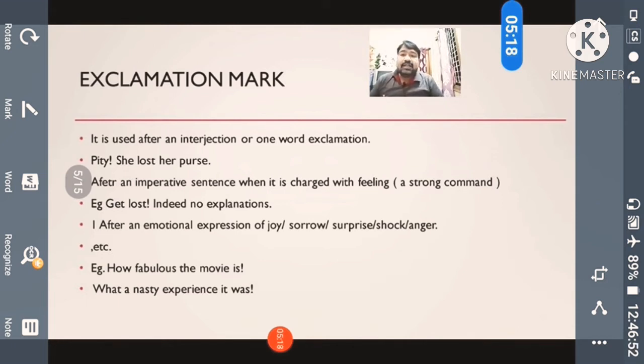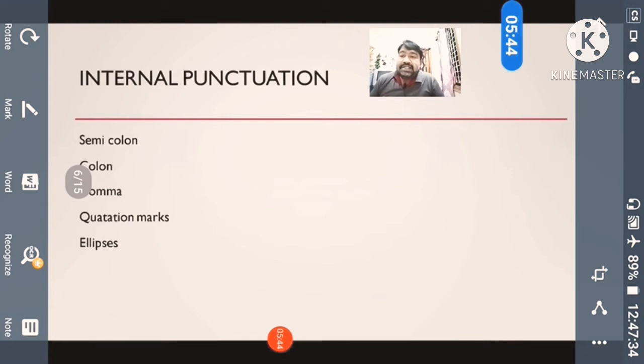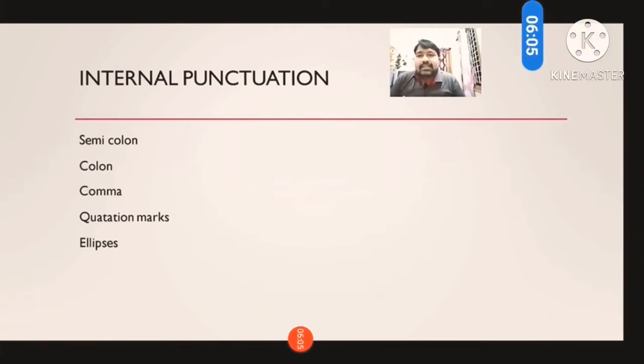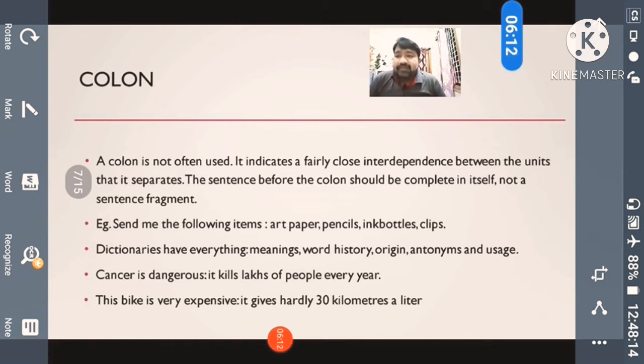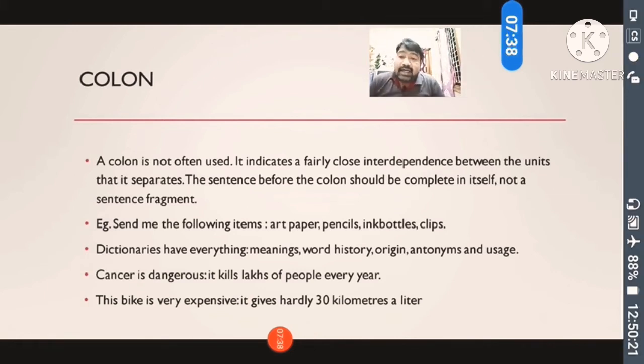Now let us move to the next type of punctuation, that is internal punctuation. What are the internal punctuations? They are the semicolon, colon, comma, quotation mark, and ellipsis. Let us know in detail. Here I go with the colon first. A colon is not often used. It indicates a fairly close interdependence between the units that it separates. The sentence before the colon should be complete in itself, not a sentence fragment. For example, send me the following items: art paper, pencils, ink bottles, clips. Where is the colon? The colon is after the word items. In the next one, let us observe.